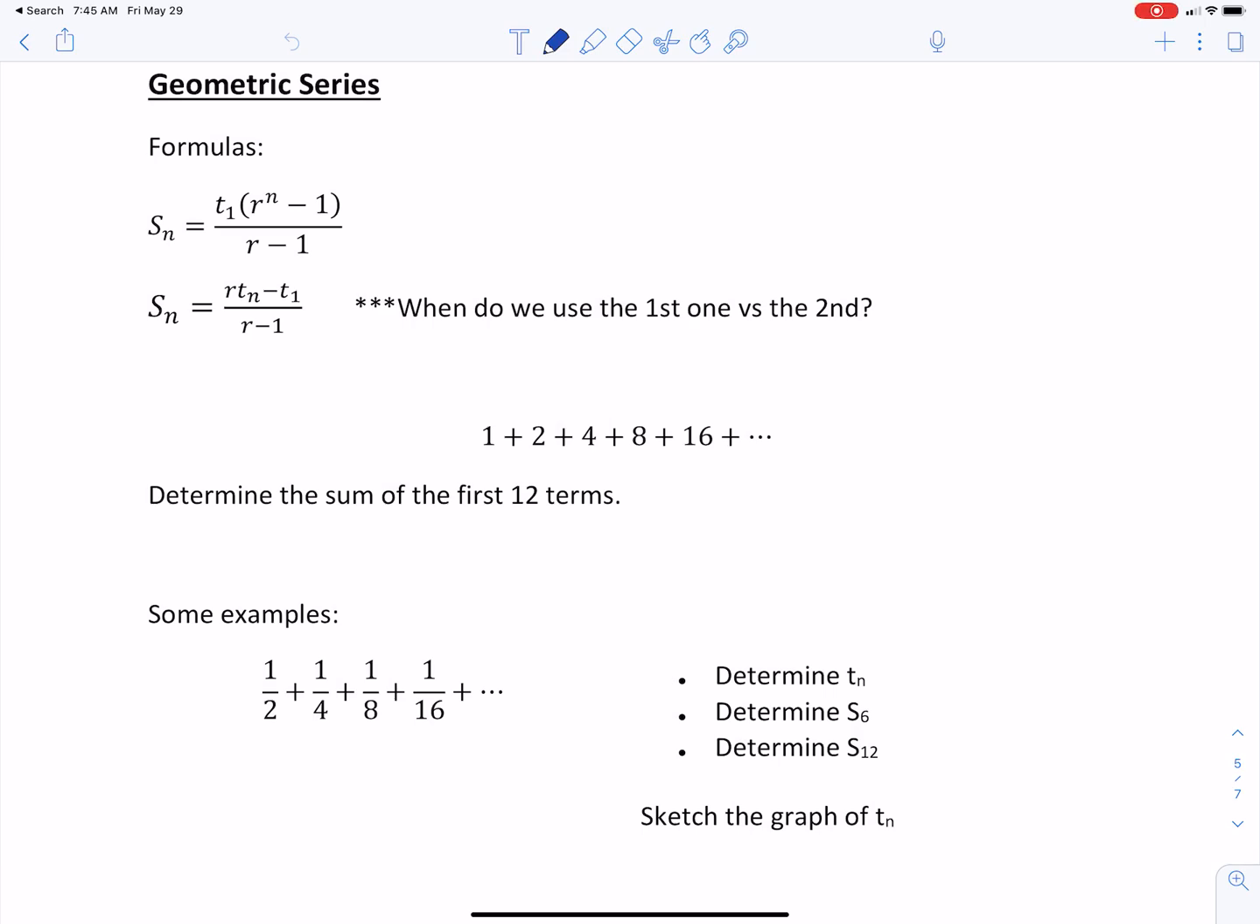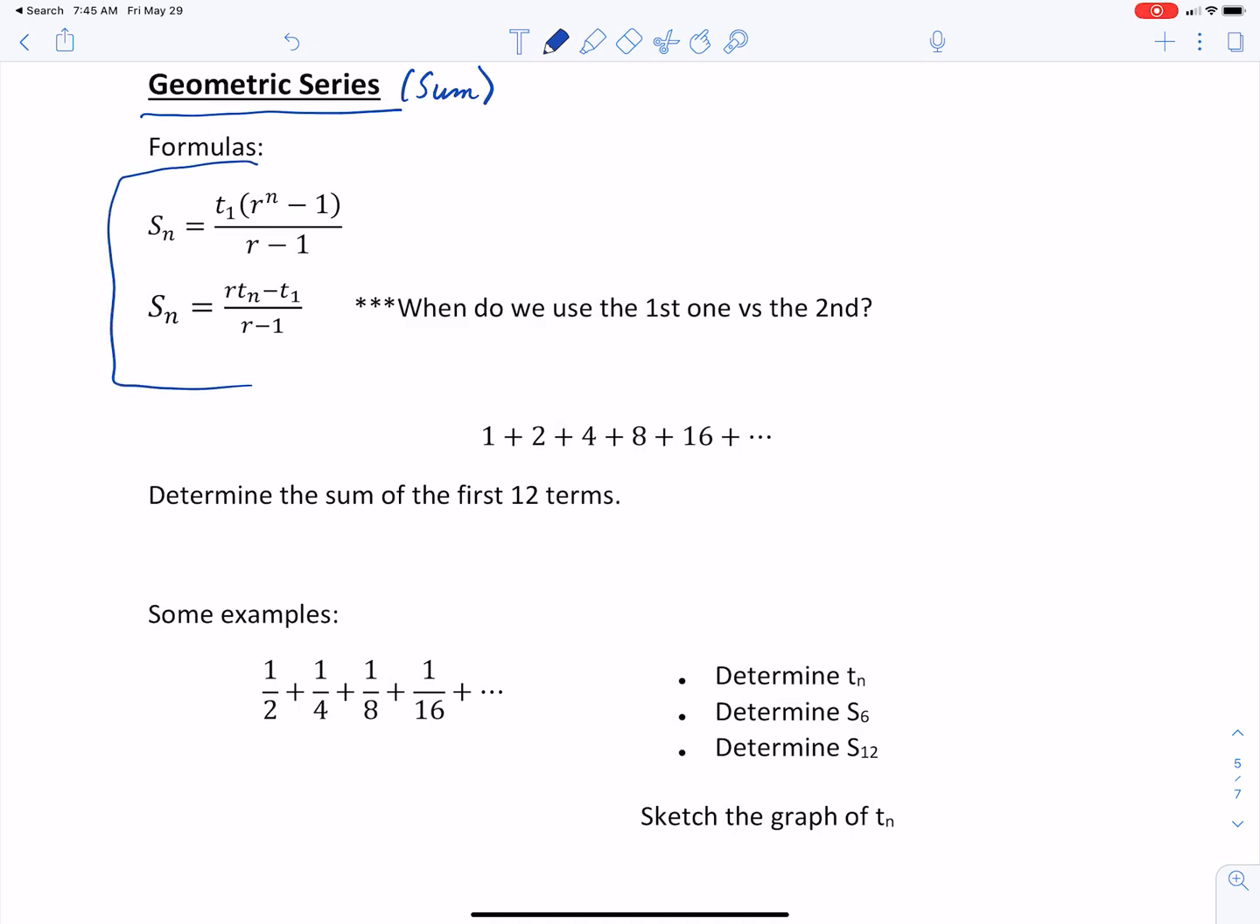Okay, so our final lesson is on geometric series in this set of lessons. You've already seen a series before when we talked about arithmetic. And remember, a series means a sum. So now we're adding up all the terms. We have two formulas that you'll want to add to your notes to use.